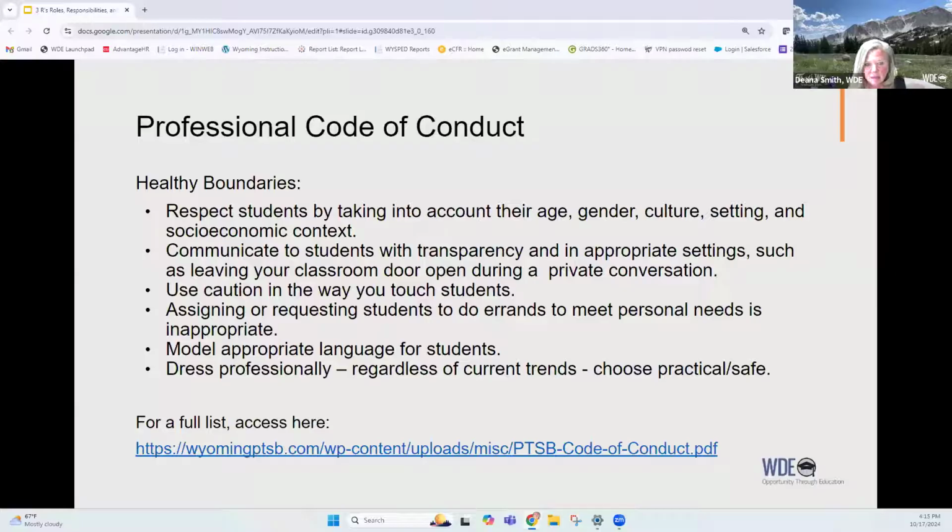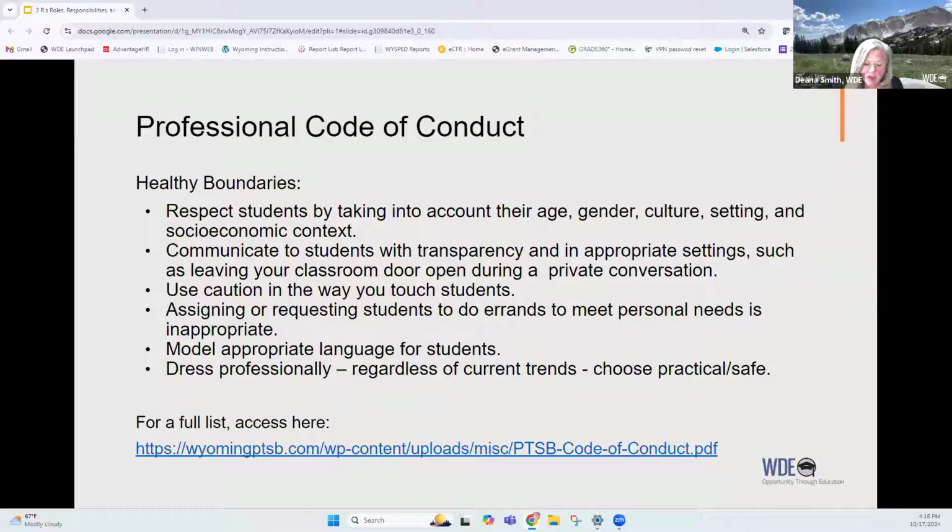And then dress appropriately. Of course, I know that your districts will have dress codes, or your center will have dress codes, what's appropriate to wear. Just know that you are representing the school. So dress appropriately, just be respectful of that.